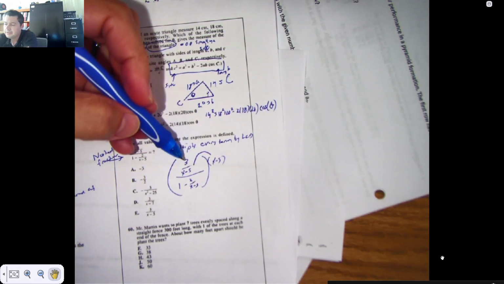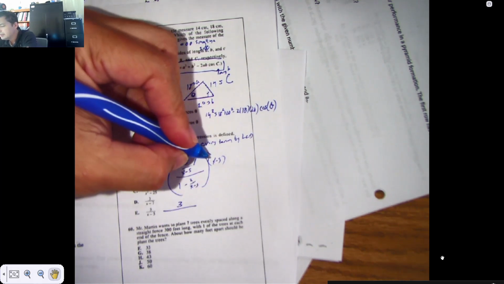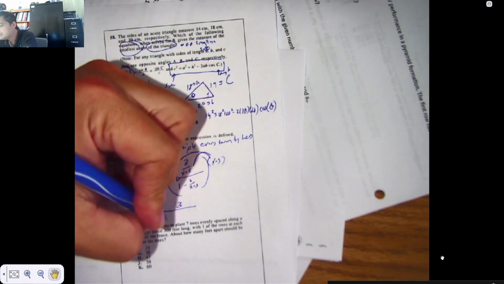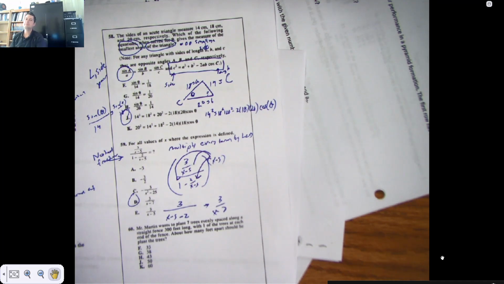So if I distribute to this guy, the x minus 5s cancel each other out. Then I distribute down to that guy. 1 times x minus 5 is x minus 5. Then I distribute to that guy, and the x minus 5s cancel out. And I'm left with 3 over x minus 7 when everything is said and done. It's not a hard process.